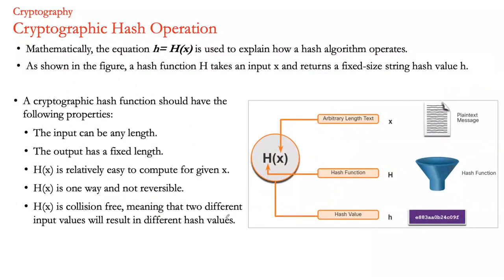As we said, regarding the properties of the hash function operations, it takes any input and gives a fixed length output, and H(x) is one way and not reversible. It is collision free, meaning two different input values do not result in the same output.